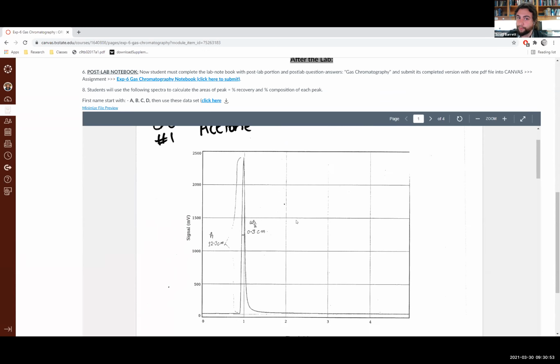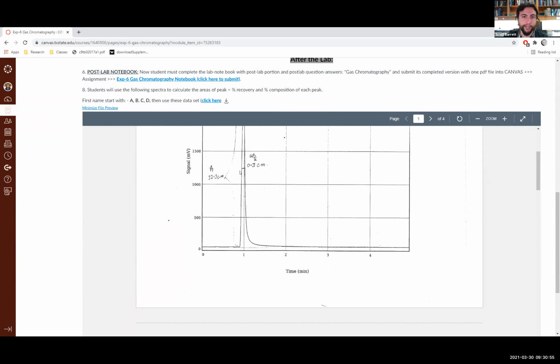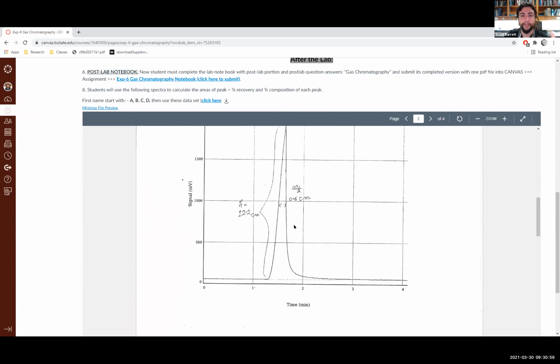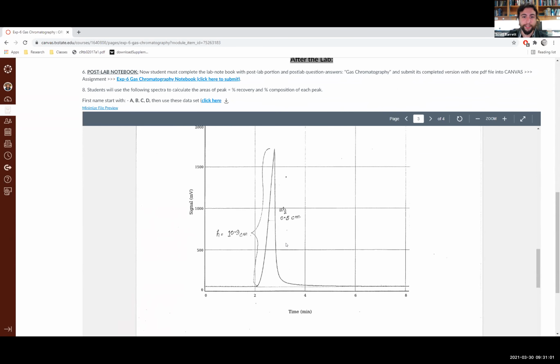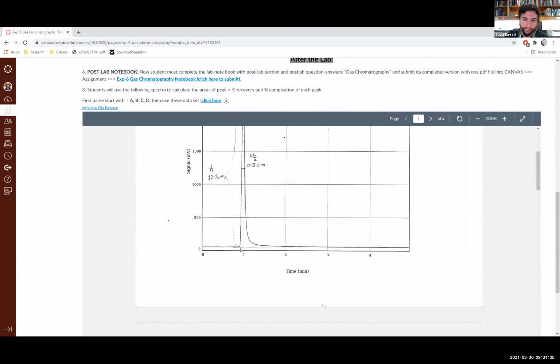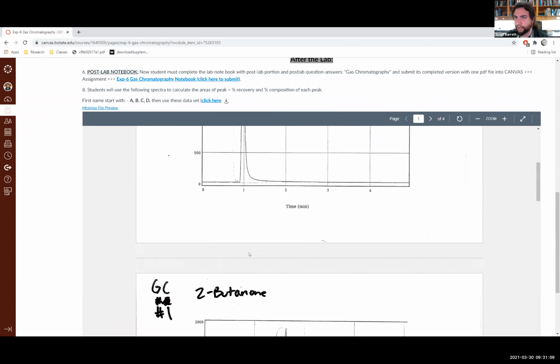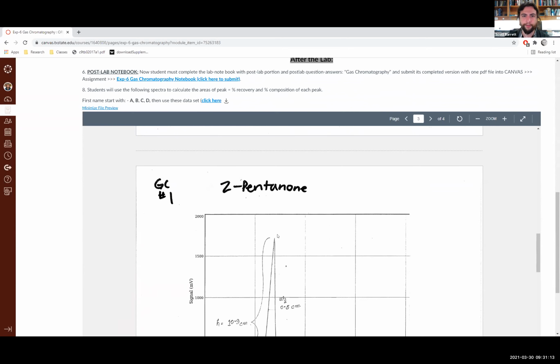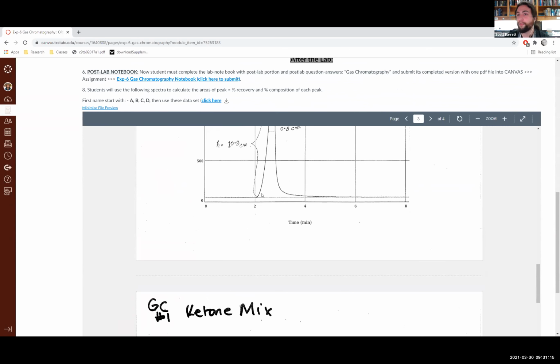So acetone, for instance here, 1 peak, you would calculate your area. 2-butanone, calculate your area. And then 2-pentanone, and you would calculate your area, of course. And then you can even see here that it's a little bit less than 1 minute for acetone. For butanone, it's a little less than 2 minutes. And then for pentanone, it's over 2 minutes.